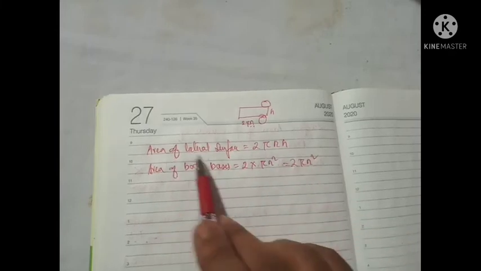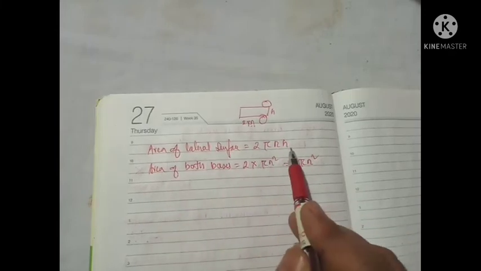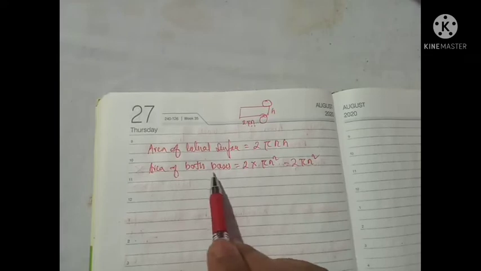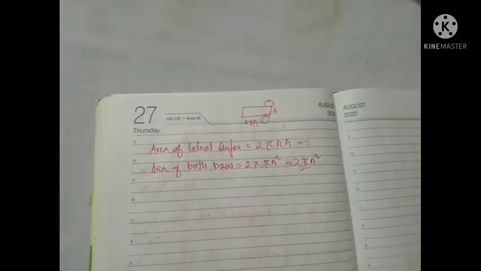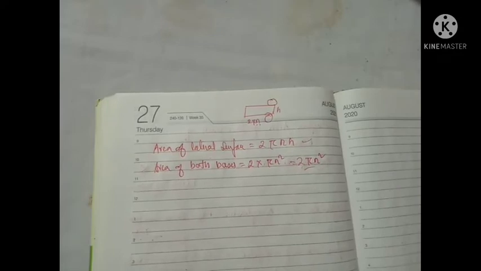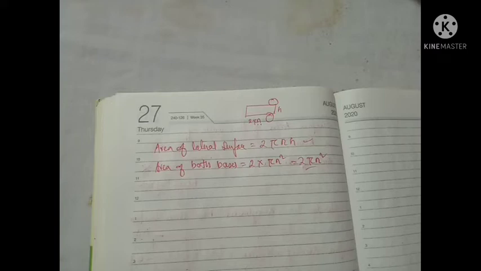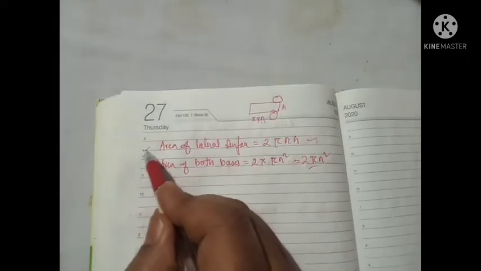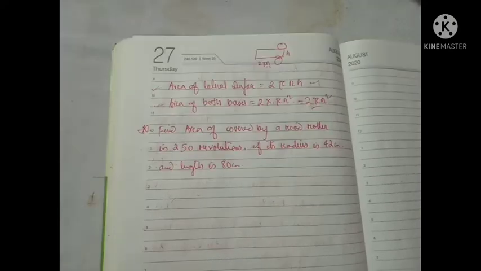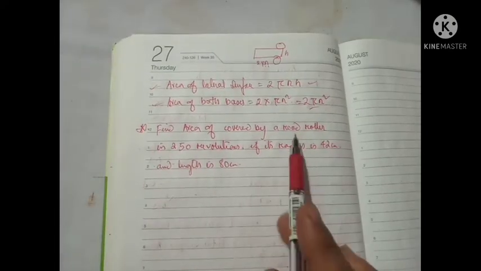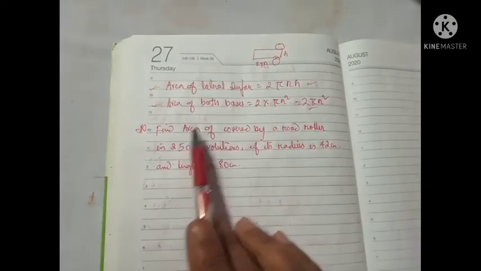The area of the lateral surface is 2πr into height. The area of both bases is 2 into πr². These two are also important in cylinders to find the total surface area of the cylinder. The area of the lateral surface and the area of both bases are important. So this is one example to find the area of the lateral surface.